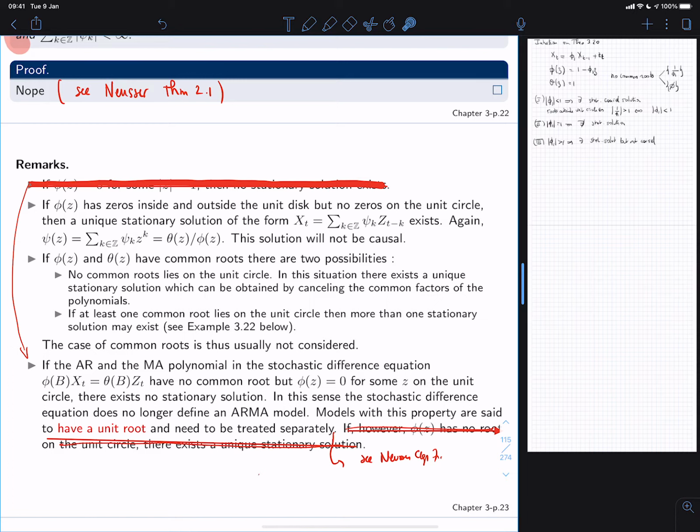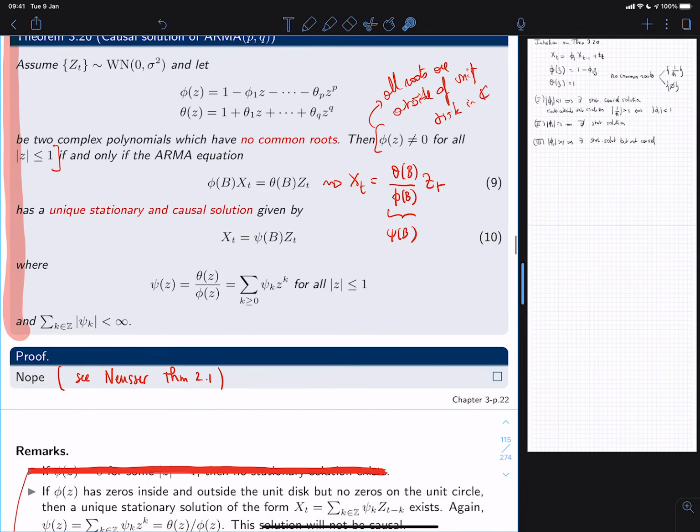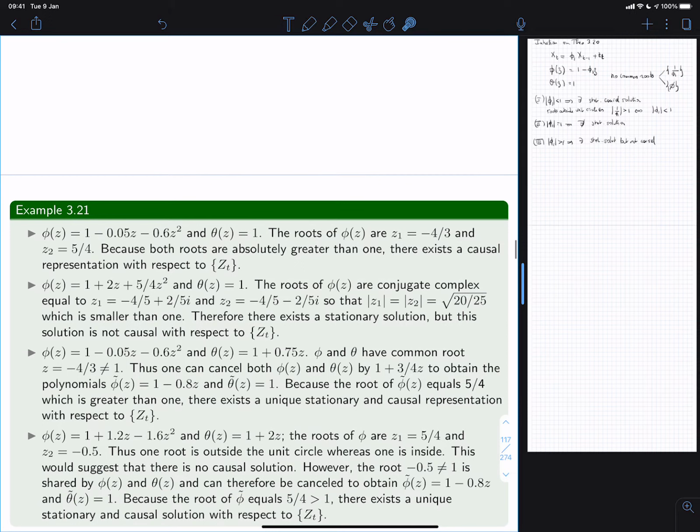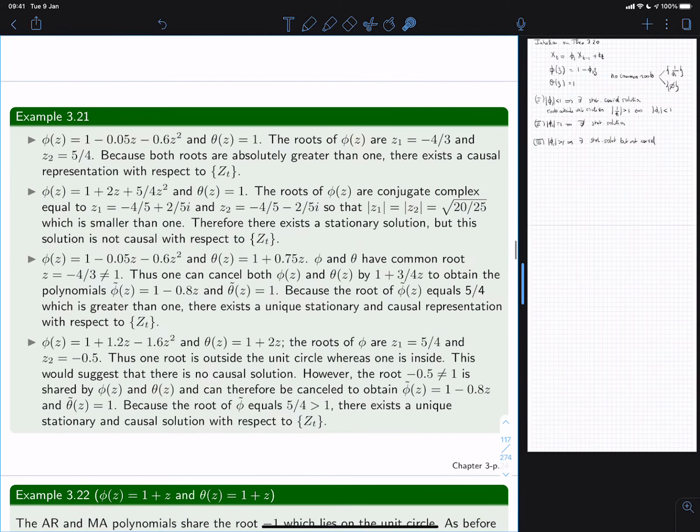If your polynomials have a common root, then there are two possibilities. If no common roots lie on the unit circle, then there exists a unique stationary solution which can be obtained simply by cancelling the common factors of the polynomials. I'll show you an example in a second. And if at least one common root lies on the unit circle, then more than one stationary solution may exist, and we will see this in example 3.22 below. Okay, so let's have some examples. I'm not going to do the details, but you will do them yourselves because you are very diligent students.